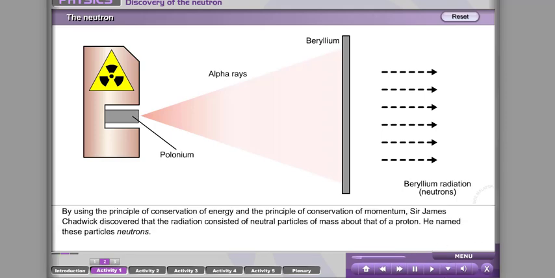By using the principle of conservation of energy and the principle of conservation of momentum, Sir James Chadwick discovered that the radiation consisted of neutral particles of mass about that of a proton. He named these particles neutrons.